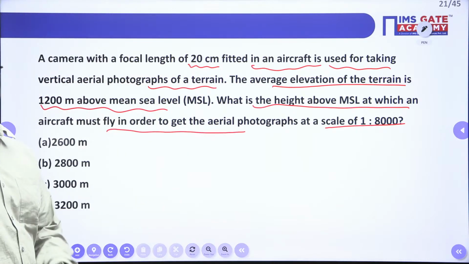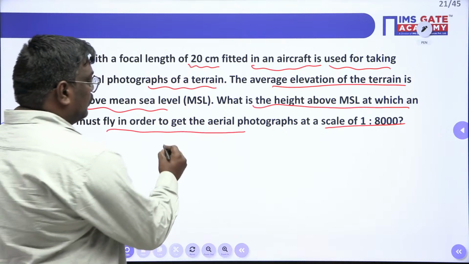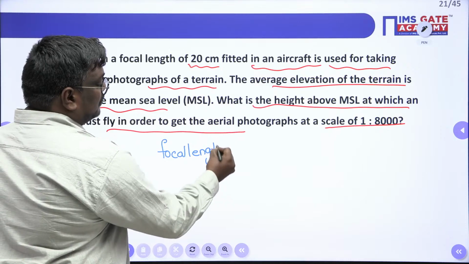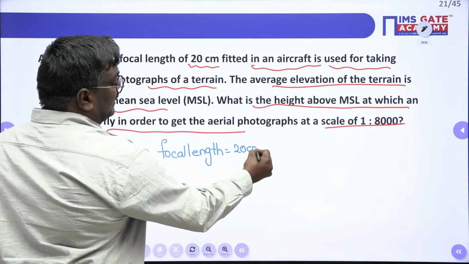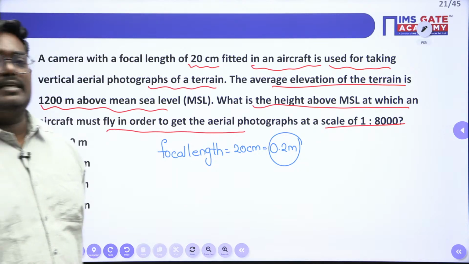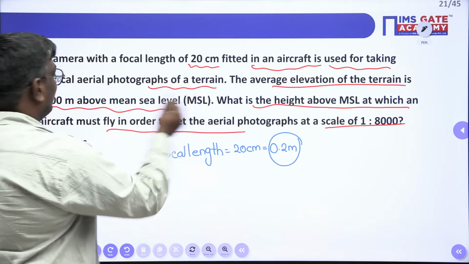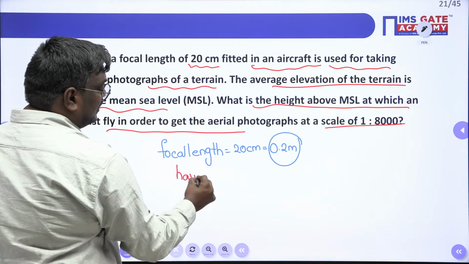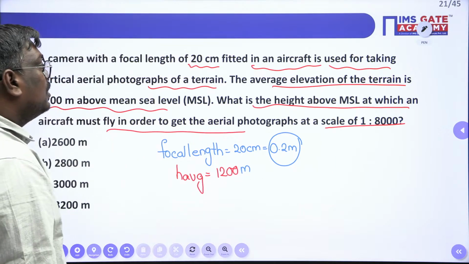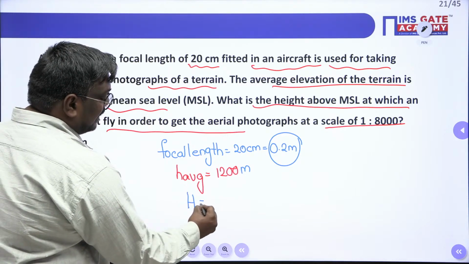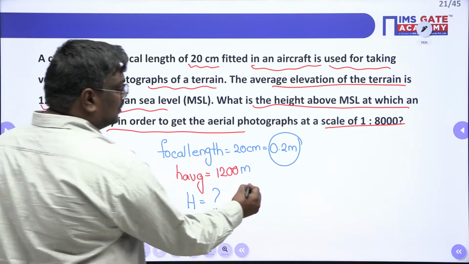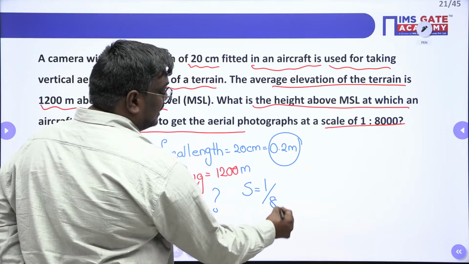Now, the question here is, a camera with a focal length of how much, sir? The focal length is given as 20 centimeters. To convert into meters, 20 centimeters will be taken as how much, my dear students? It will be considered as 0.2 meter. Now, the average elevation of the terrain is 1200 meters. We are asked what the flying height must be for the aircraft to get the scale. The scale is also given, as 1 upon 8000, my dear students.